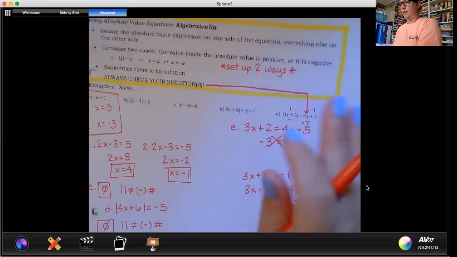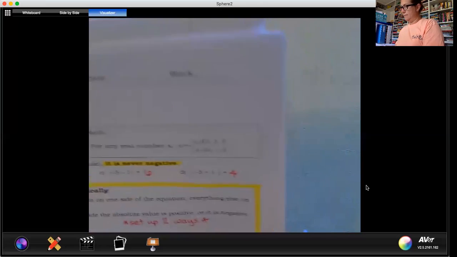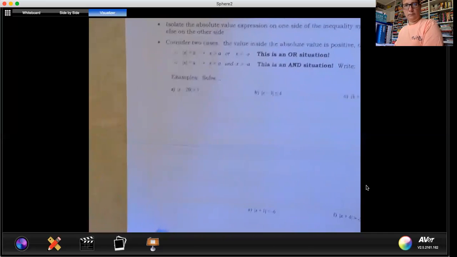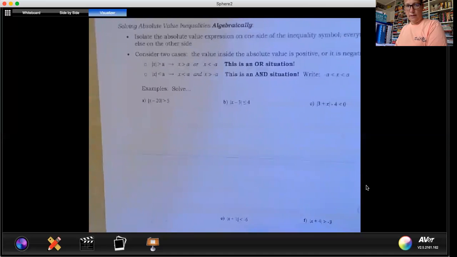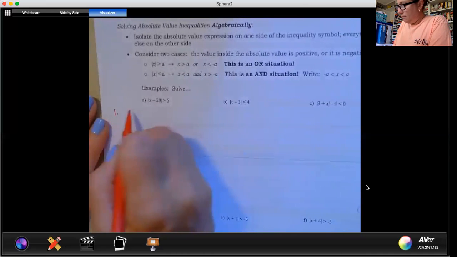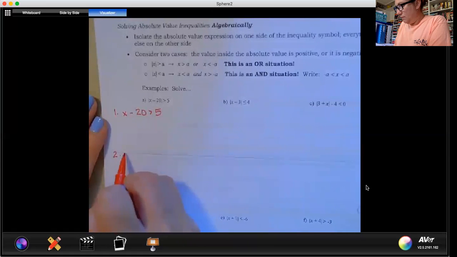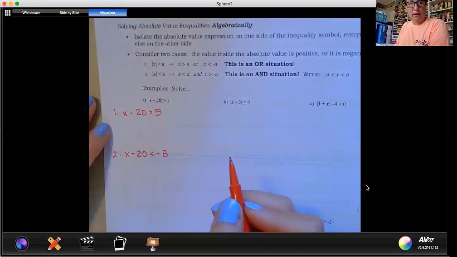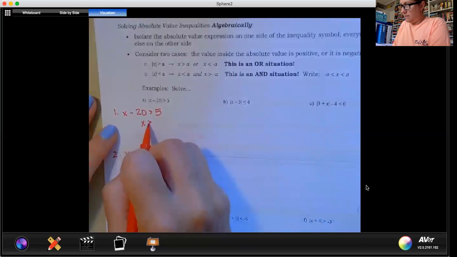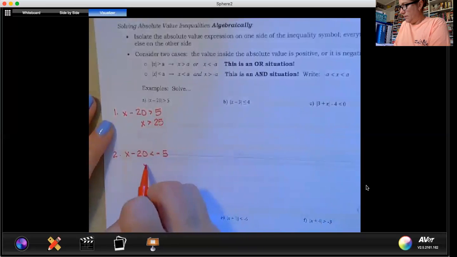Turning to your next page, now we're looking at inequalities. You're still going to set up two ways. First way, remove the bars. Second way, remove the bars, reverse the inequality, and make the quantity negative, and then solve. X is greater than 25. X is less than 15. So your answer is X is less than 15 or X is greater than 25.